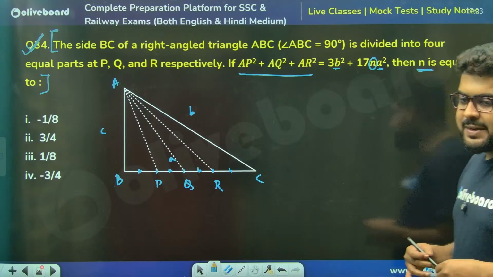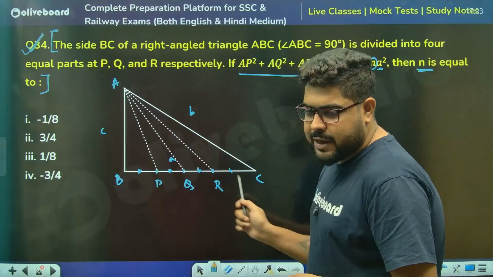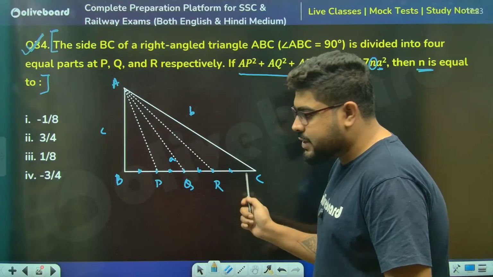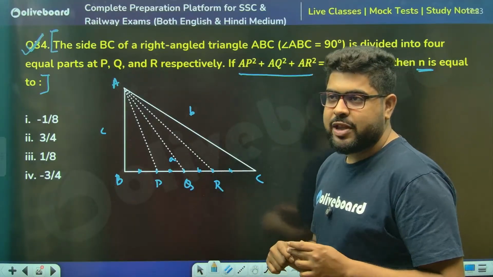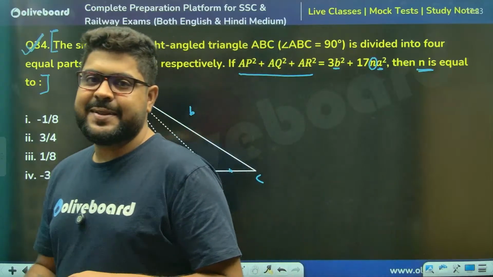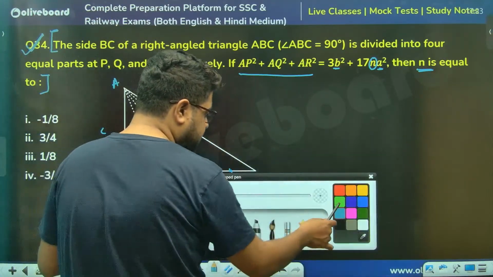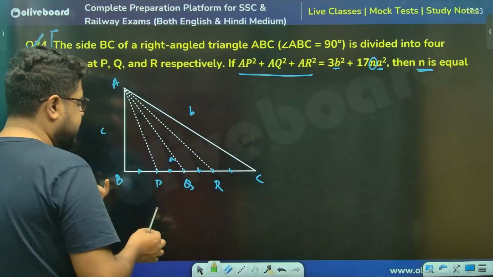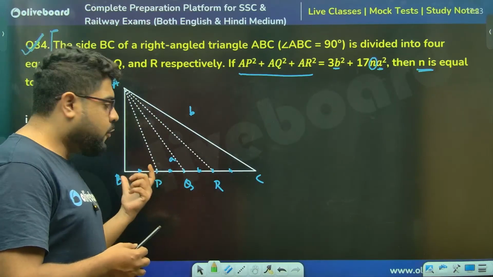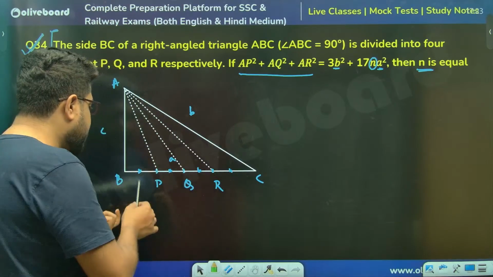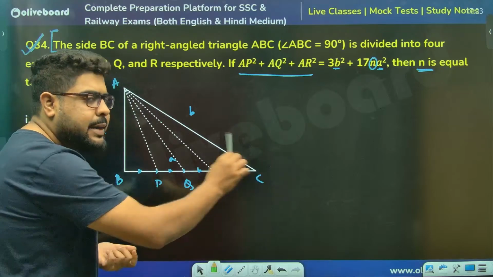Anything at all, sir? I'm giving you a hint. There are four parts, four equal parts. That should give you some hint. That means what, how I am trying to think over here. Acha, sir, four equal parts means whatever value I take here, it will always be a multiple of four.